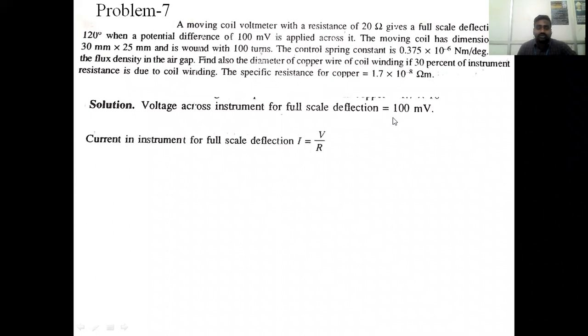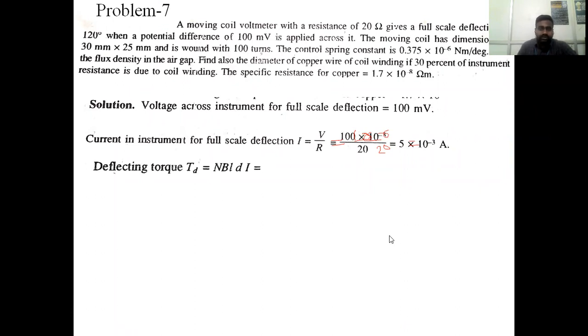And next, what is the current flowing? We already got the voltage, that is 100 millivolts. What will be the current? 100 millivolts divided by the resistance of 20 ohms. What is the current? Current is 5 into 10 to the power of minus 3 amps. 5 into 10 to the power of minus 3.